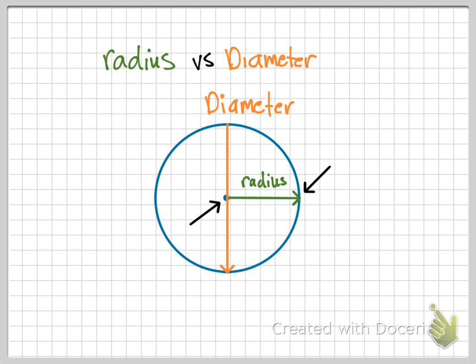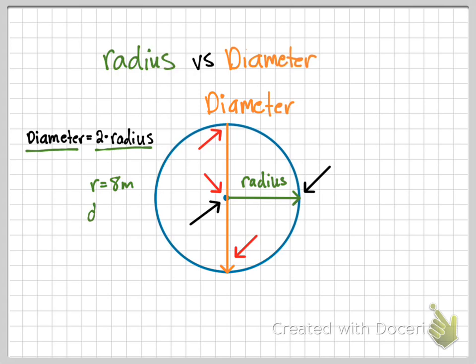And the diameter is the distance from one end of the circle through the center to the other end of the circle. And the radius and diameter have a relationship, and that relationship is that the diameter is twice the size of the radius. So, for example, if the radius was equal to 8 meters, then the diameter would be equal to 16 meters, which is just twice.